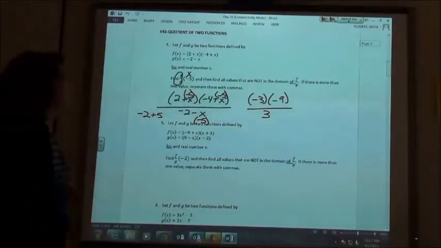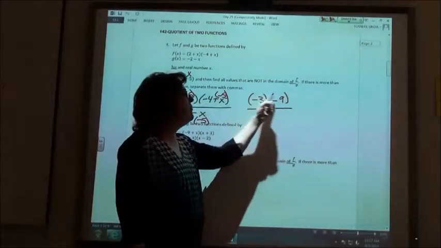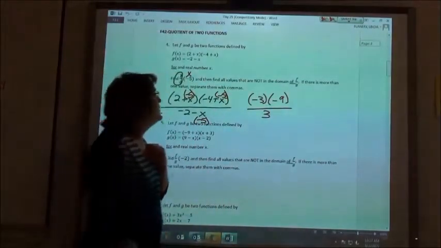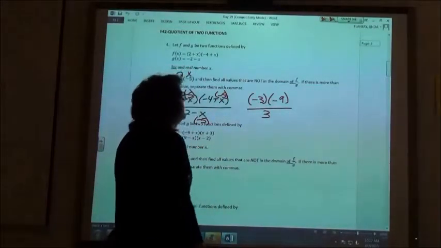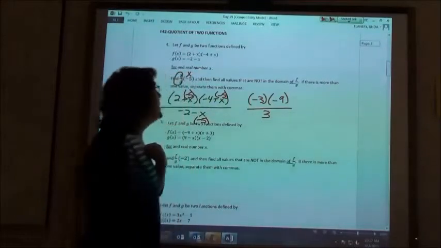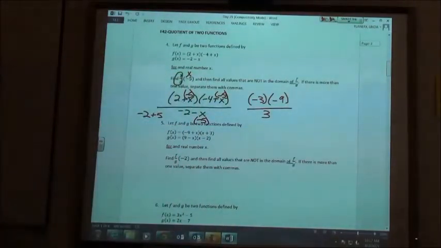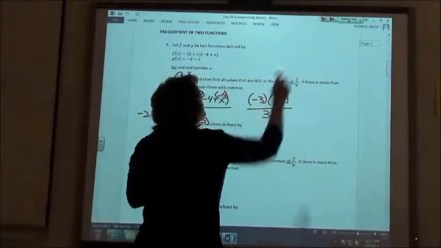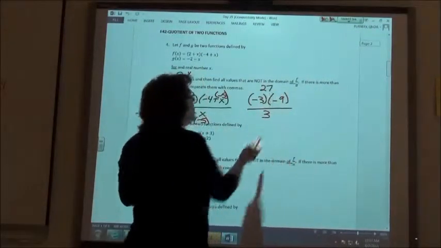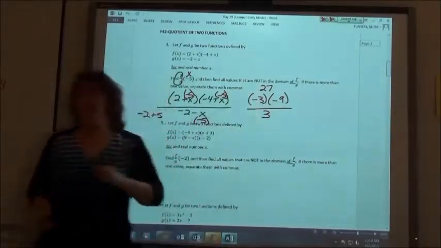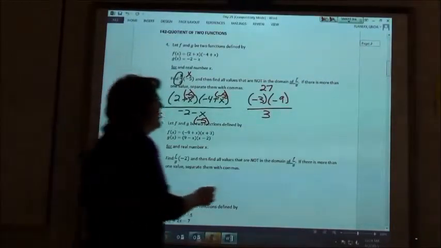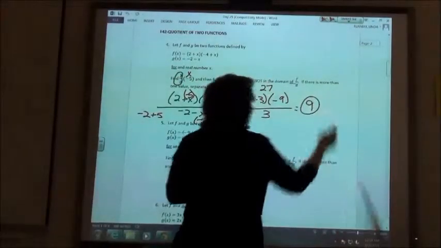Negative 2 plus 5 is 3. So now we have to simplify that. On top, we have negative 3 times negative 9, which is 27. So now we have the fraction 27 over 3. Can we reduce that down? 27 over 3 is equal to 9. 9 is my answer.